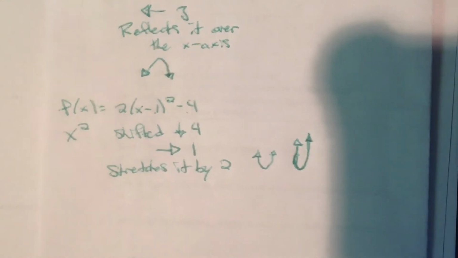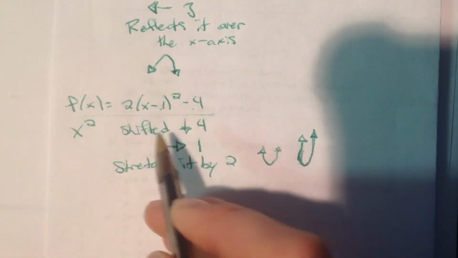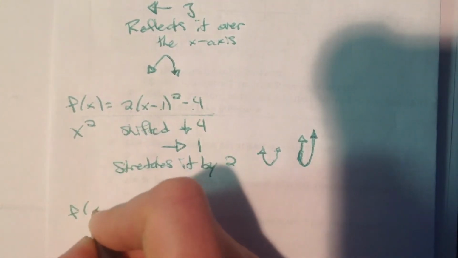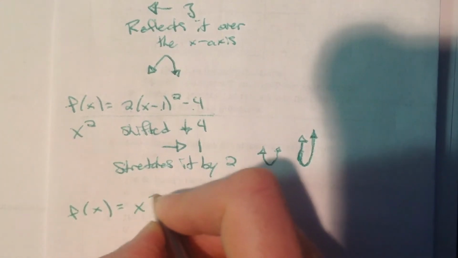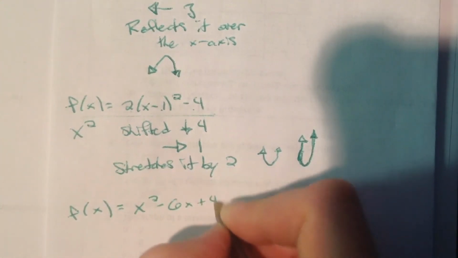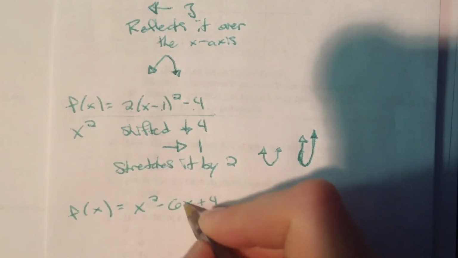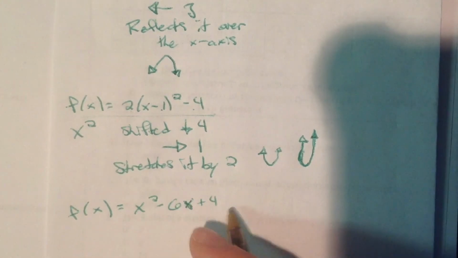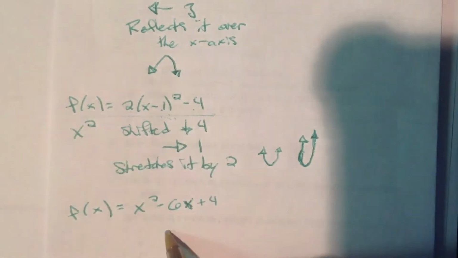Well, this is when they're already in this form. So what happens when we're in a form like this? This, we can't automatically tell the shifts. This is not in the correct form. This is called vertex form. This needs to be in vertex form before we can tell that.